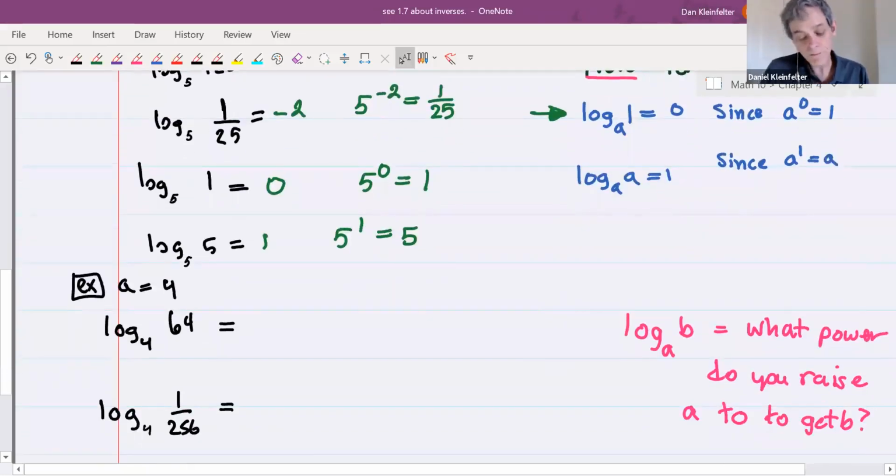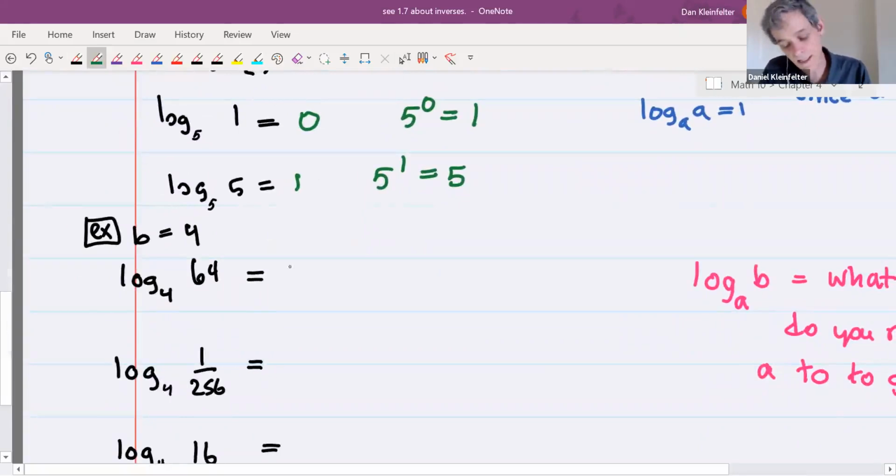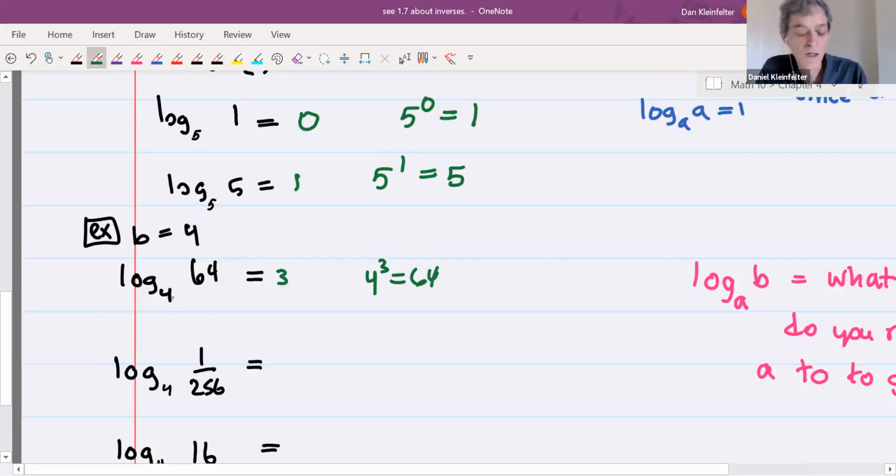Okay. All right, so here with a base of 4, what power do you raise 4 to get 64? You raise it to the third power. 4 cubed is 64. So the base 4 logarithm of 64 is 3.